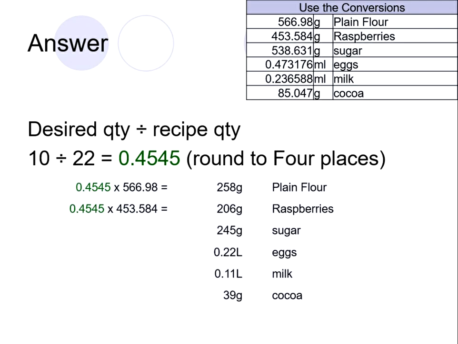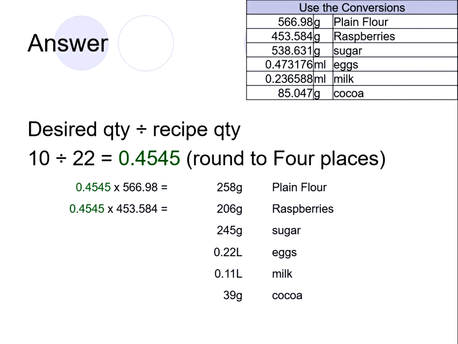So 0.4545 multiplied by the 566.98 for the flour gave us 258 grams of flour. And again, the 0.4545 multiplied by the next number down, which was 453.584, gave us 206. You use that multiplier for each of the items and they convert over as shown here. So you end up with 245 grams of sugar, 0.22 litres of eggs, 0.11 litres of milk, and 39 grams of flour.